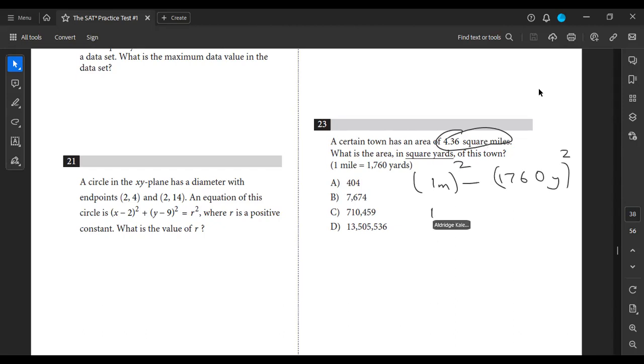So 1 squared is just going to be 1. Sorry? The answer is D. Yeah, most likely, because that's the only one that looks big enough. So let's find out, right?